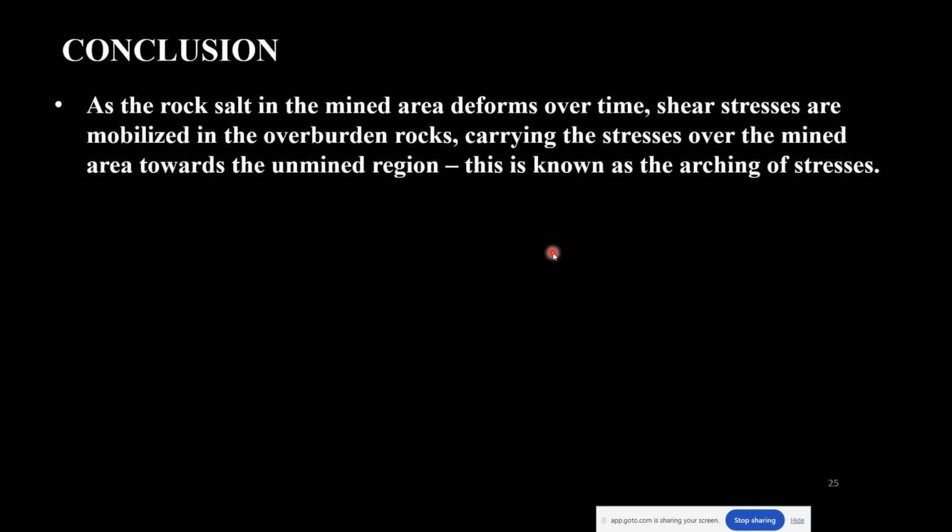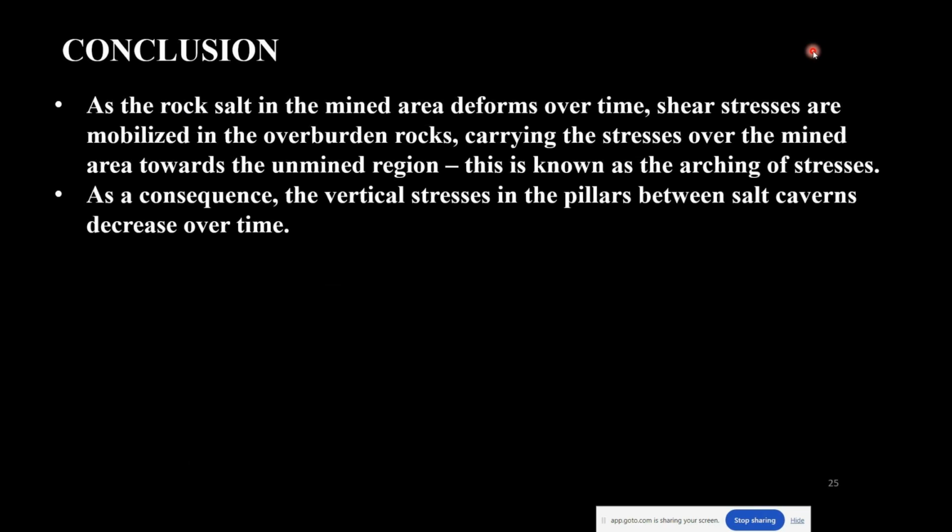So now, just to conclude this work: as the rock salt in the mined area deforms over time, shear stresses are mobilized in the overburden rocks, carrying the stresses over the mined area towards the unmined region. This is known as the arching of stresses. And as we saw, as a consequence of this mechanism, the vertical stresses in the pillars between the salt caverns decrease over time. And this is basically a self-stabilization mechanism of these salt cavern fields.